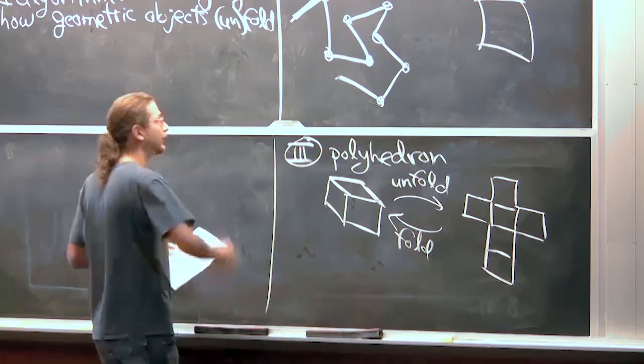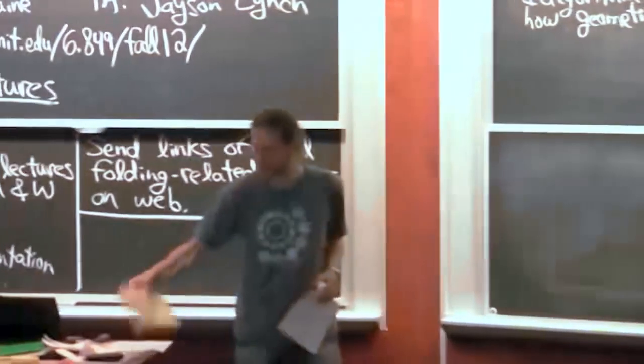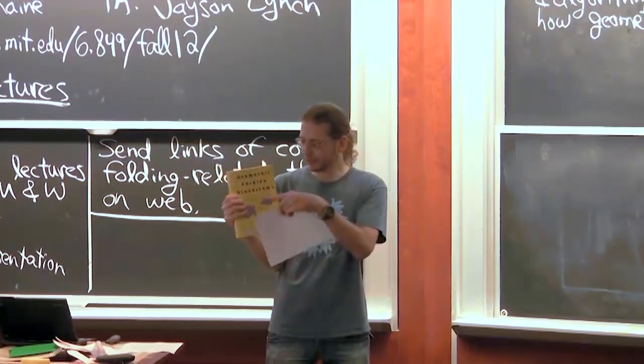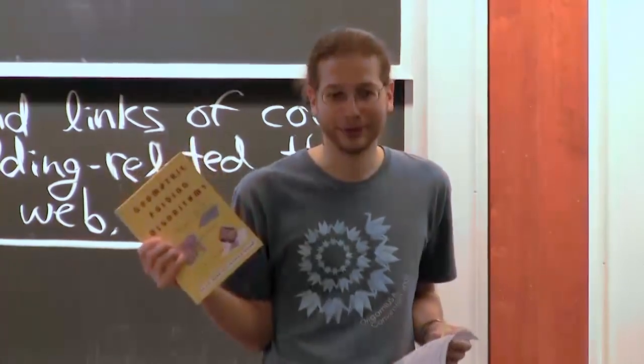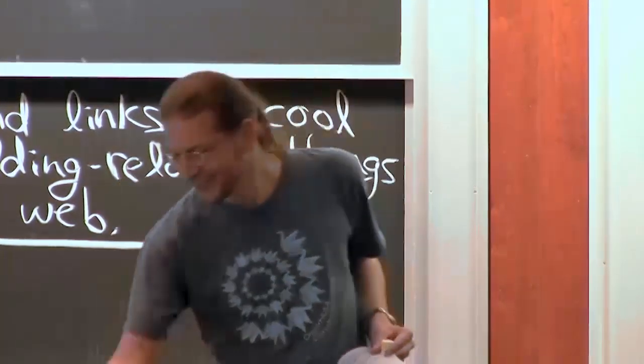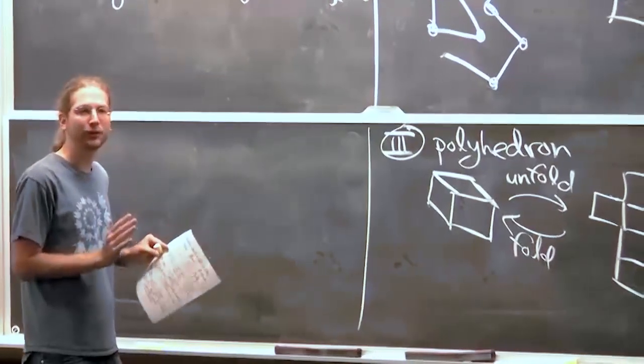Okay, so in general, for each of these categories, and you'll see these categories over and over because they're on the book here. It says Linkages, Origami, and Polyhedra. There are three parts to the book: Linkages, Origami, and Polyhedra. Part 1, Part 2, Part 3, just like this. Our class will not follow this order, though.